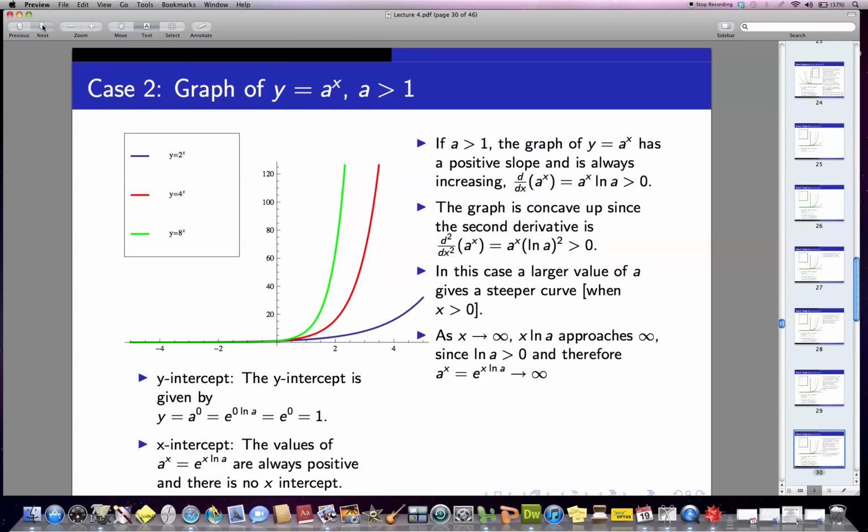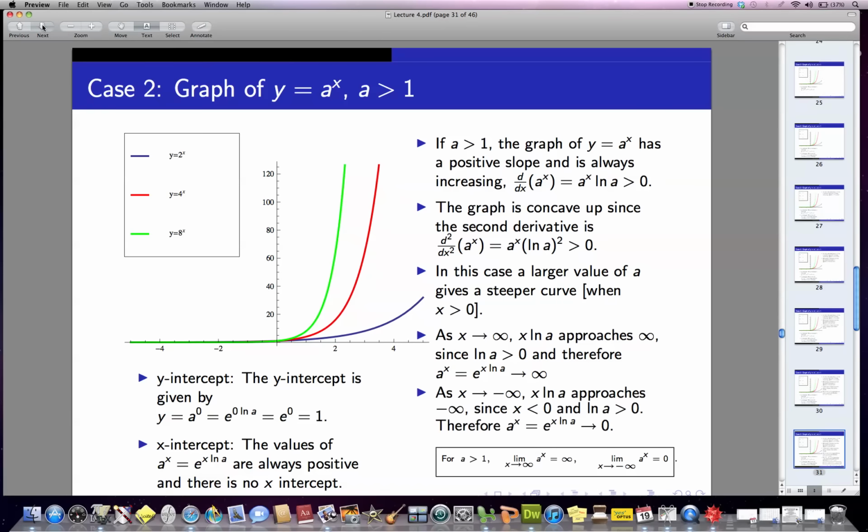As x approaches infinity, a to the x will approach infinity, and as x approaches negative infinity, a to the x will approach 0. So for a greater than 1, the limit as x tends to infinity of a to the x is infinity, and the limit as x tends to negative infinity of a to the x is 0.